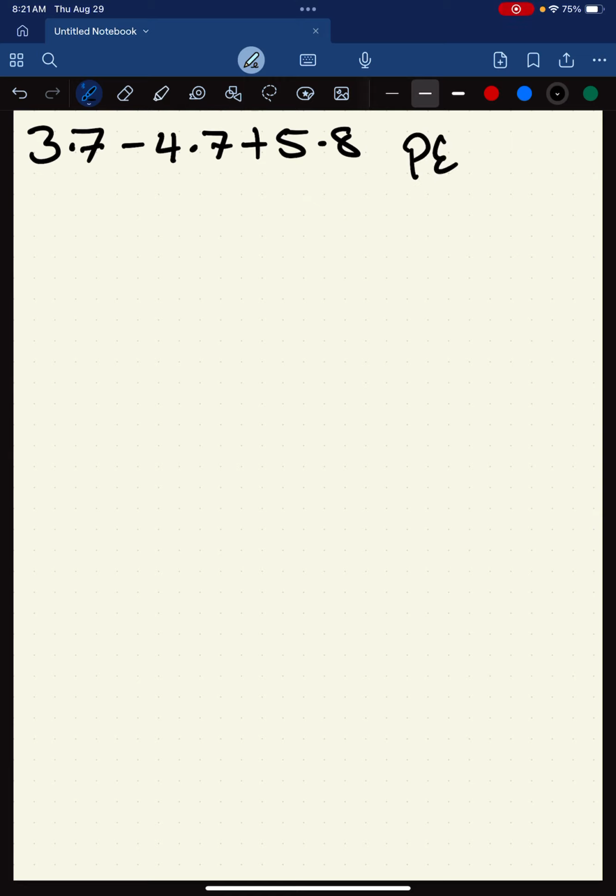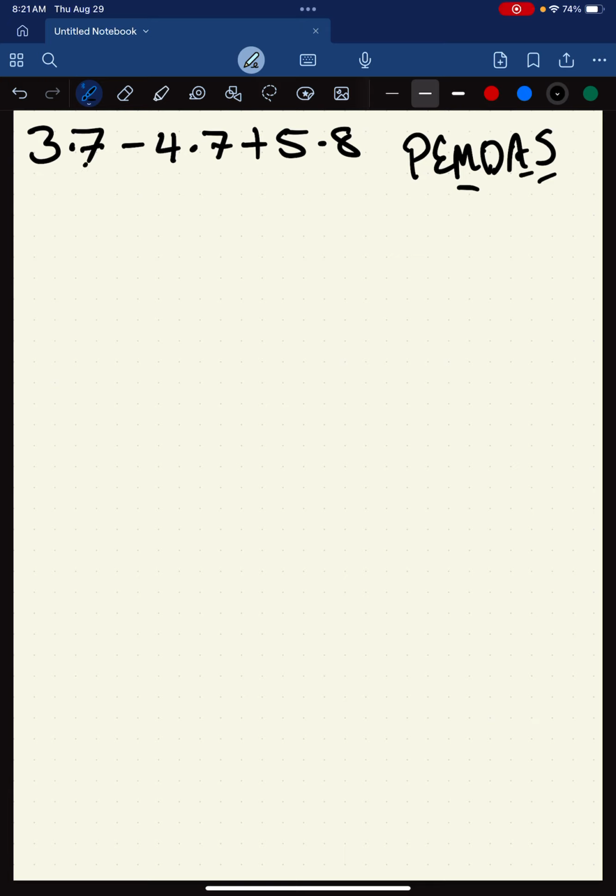Now, whenever we're building up expressions, we often won't have just 2 terms that we're adding up. So let's say we have 3 times 7 minus 4 times 7 plus 5 times 8. So order of operations, again, extremely important, PEMDAS, says we do multiplication before we do addition or subtraction. So we do multiplication first.